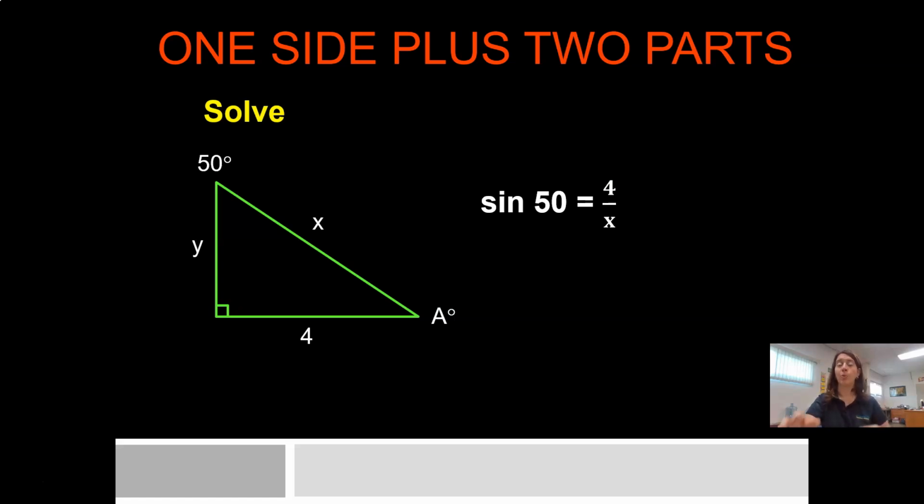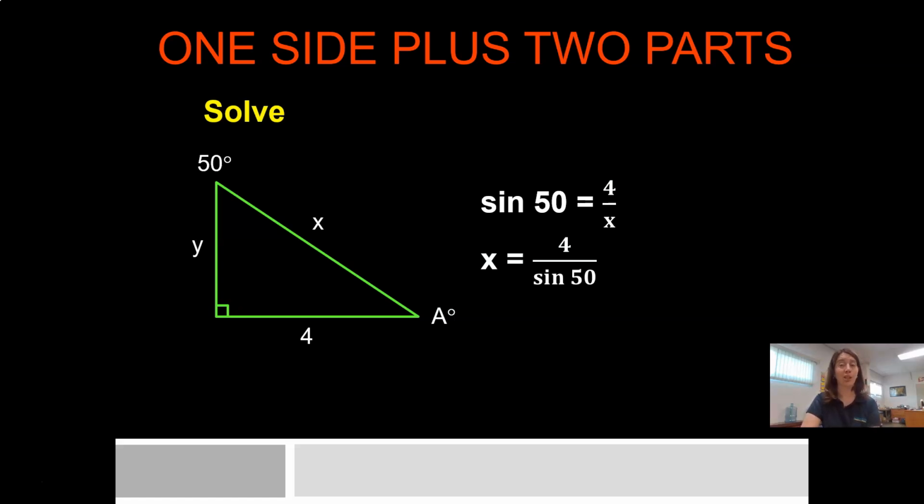All that we had to do was move the X that was in the denominator out to the front of the equation. Then what was in the front of the equation got moved down to the denominator. So that means X is equal to 4 divided by sine 50.